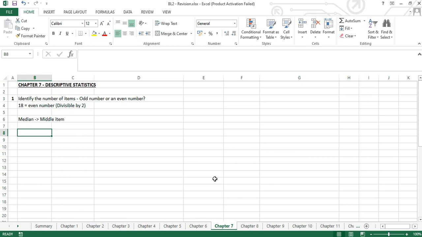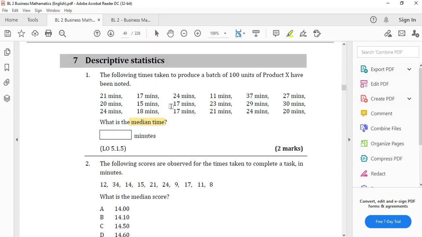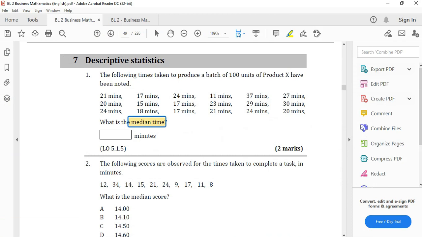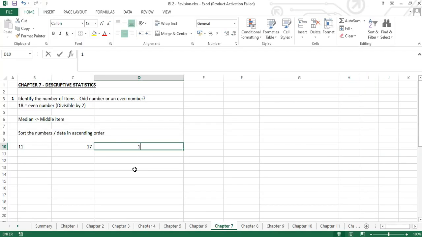So what you should do, you should take the middle value of the arithmetic mean, which means first of all, when finding medians, the first rule basically is to sort the numbers or data in ascending order. Fine. So let's put it in ascending order, small to big. So we have 11 minutes and 17 minutes. 11, 17, 17.